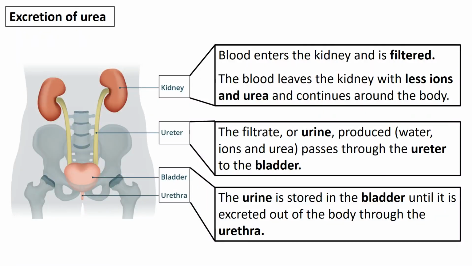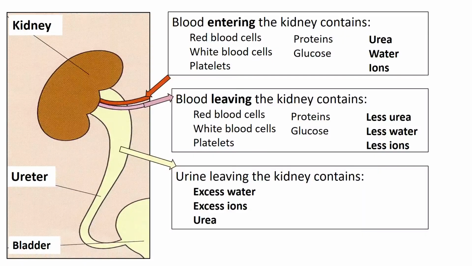So overall, this is what the kidneys are doing. The blood is entering the kidney and it's being filtered. When the blood leaves the kidney, it's got less ions and less urea and continues around the body to carry out its function. What's been filtered out of the blood is called the filtrate, and that will become the urine, and that has got the water, ions, and urea in. This urine will pass through a tube called the ureter into the bladder, and the urine in there is stored in the bladder until it's excreted out through the urethra. So the kidney filters the blood.